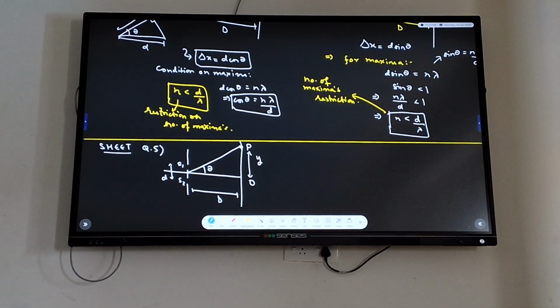Is it 11? 11 what? 11 max. How many number of minimas? Count. 11 maximas is correct, I think.